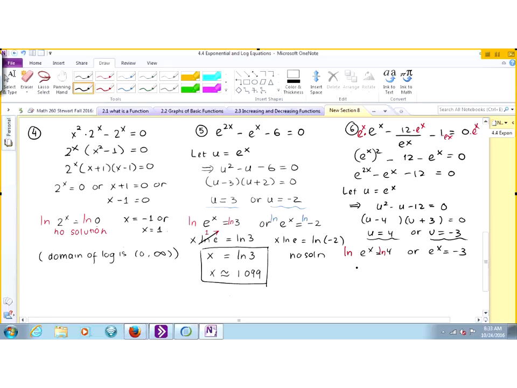And then ln both sides, right? x ln e is equal to ln 4. All right. So ln e is 1. So x is ln 4, which is approximately 1.386. How about the other one? Yes. Done. Is it doable?